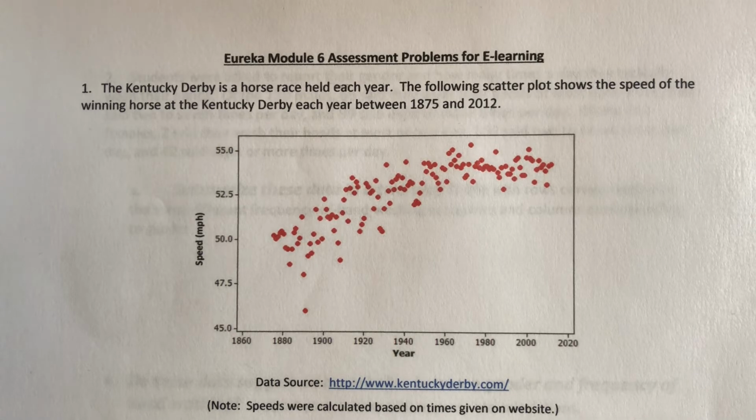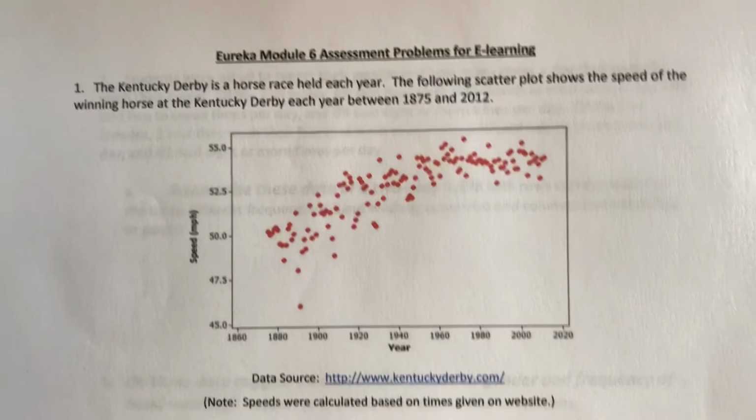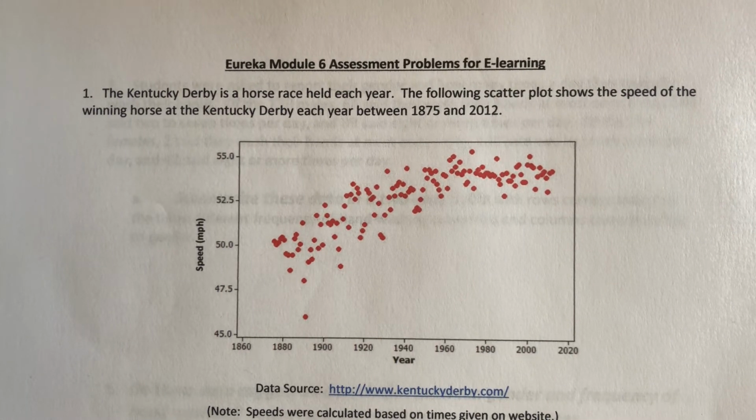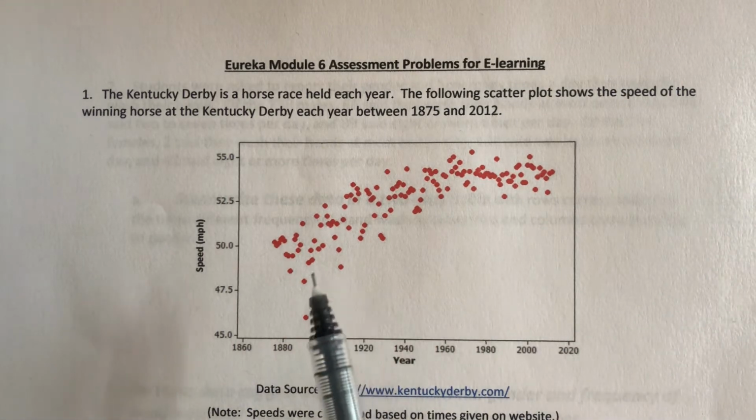I want to talk about each problem and give you some thoughts and some tips that I think might help you create the answer that you want to have for these problems. So on number 1, it says the Kentucky Derby is a horse race held each year. The following scatter plot shows the speed of the winning horse at the Kentucky Derby each year between 1875 and 2012. And then you see all these scatter plot dots right here, right?